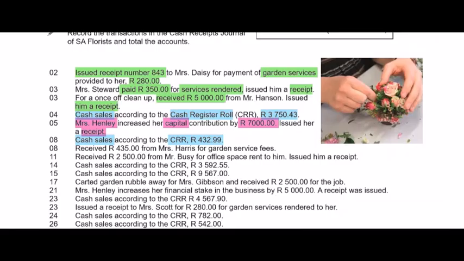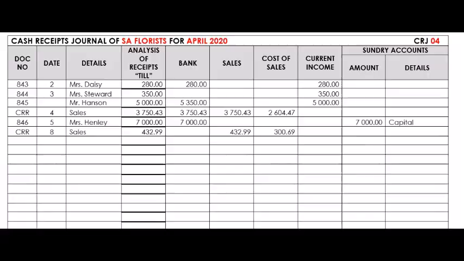The next transaction on the 8th was we received 435 Rand from Mrs. Harris for garden service fees. Okay, and they didn't specify that we issued a receipt, but in the beginning they said every time we render a service, we issue a receipt. Okay, now if we record this transaction in the CRJ, it will be receipt number 847. Don't write the 8th again because it's still on the same day. The customer's name was Mrs. Harris, who paid us 435 Rand. And now this is the last transaction for the day.